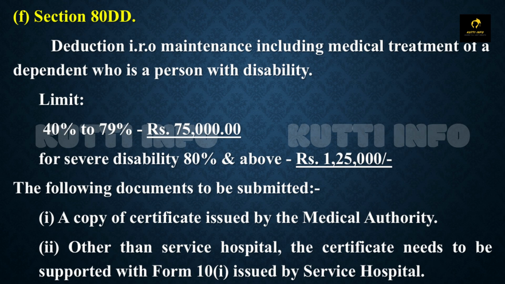Section 80DD: deduction in respect of maintenance including medical treatment of a dependent who is a person with disability. Limit: 40% to 79%, 75,000 rupees. For severe disability, 80% and above, 1,25,000 rupees. The following documents are to be submitted: a copy of the certificate issued by the medical authority. Other than a service hospital, the certificate needs to be supported with Form 10I issued by a service hospital.